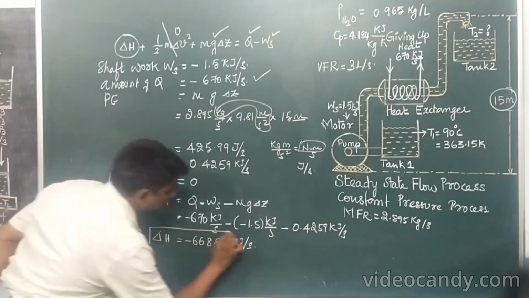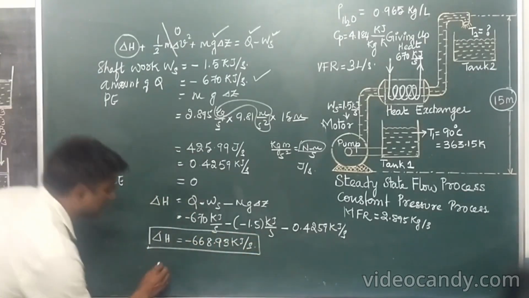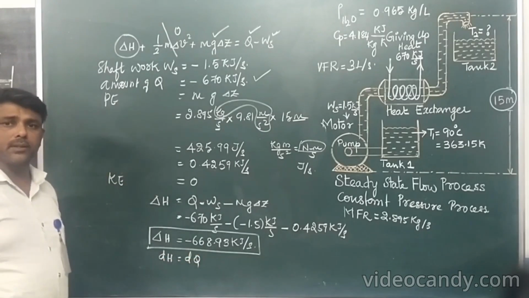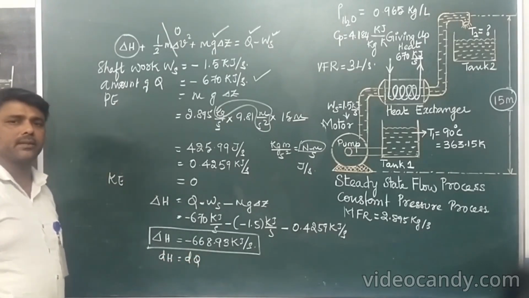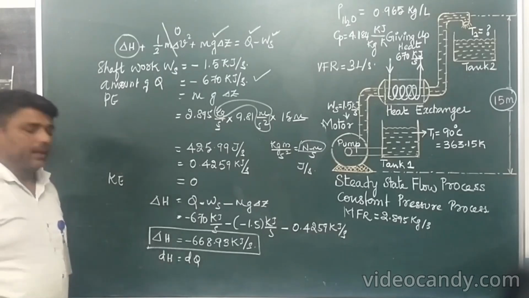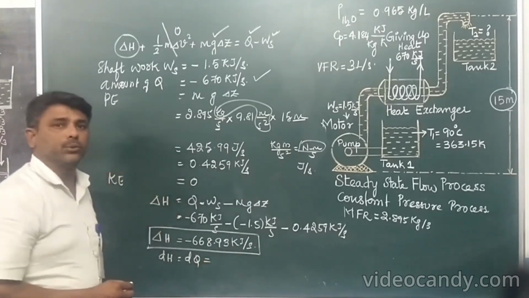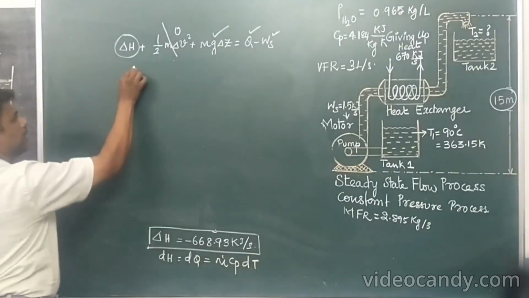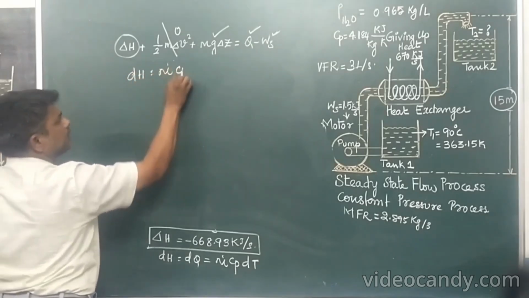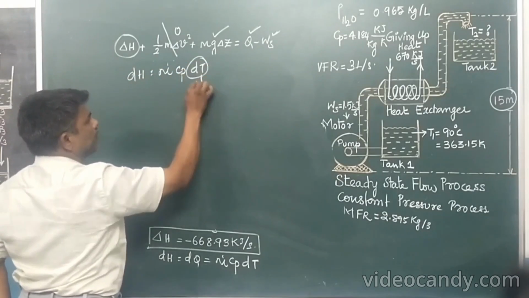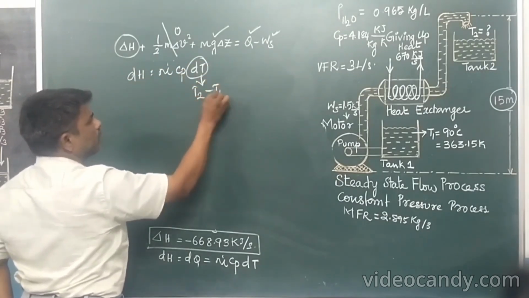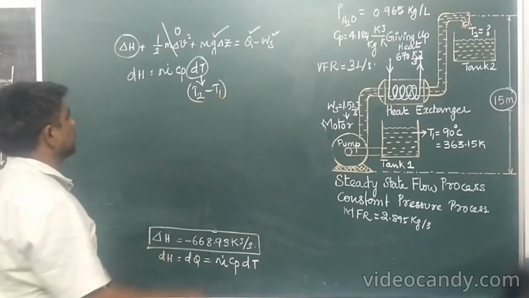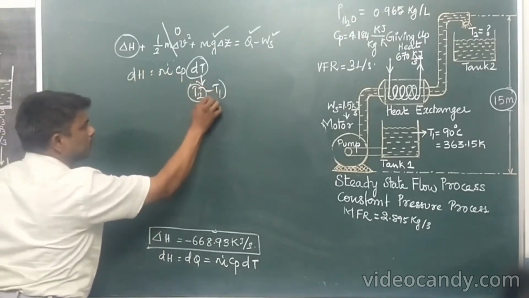In my previous class, for a constant pressure process, dH is equal to dQ. That means in a constant pressure process, the amount of heat added to the system is exactly equal to the change in enthalpy. In your heat transfer subject, you have studied dQ is equal to m dot Cp dT. So dH is equal to m dot Cp dT. dT is nothing but the difference in temperature, T2 minus T1. T2 is the temperature of tank 2, T1 is the temperature of tank 1. Now I am going to find the value of T2, the question mark.